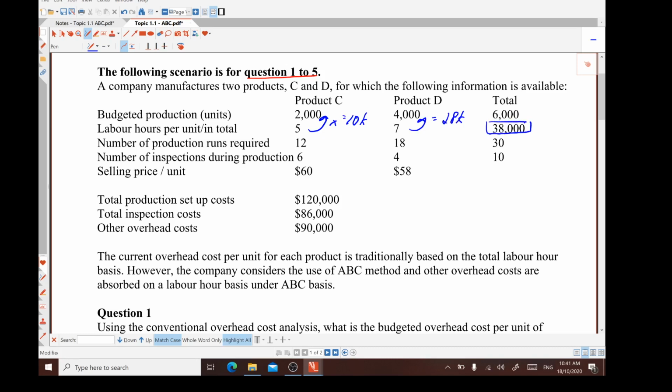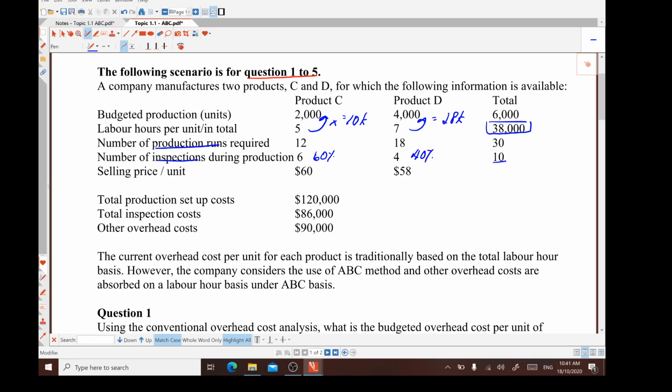Now, number of production runs, that's the cost driver. In total, we have about 30. Number of inspections is another cost driver during the production, 6 and 4. And this is 10. So this will represent 60% of the total, and this will be 40% because we're talking about a total of 10.